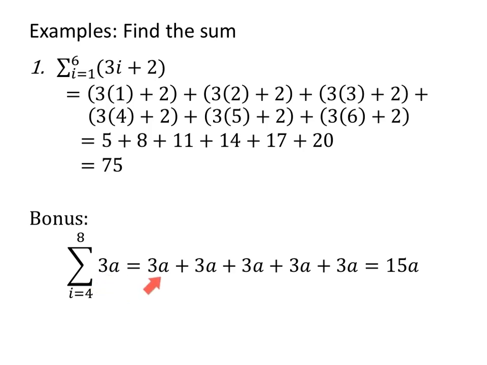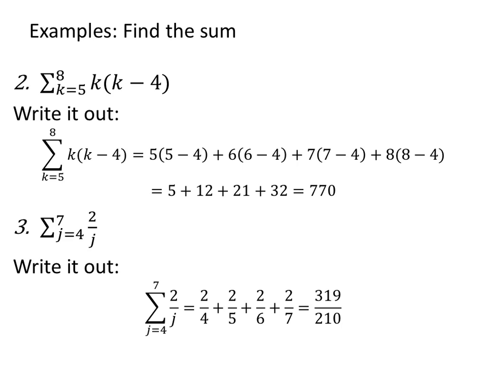That's 3a when i equals 4, 3a when i equals 5, 3a when i equals 6, 3a when i equals 7, and 3a when i equals 8. That's it. I don't change anything. I don't put in a 4, 5, 6, 7, or 8 because there's no i in the expression. I'm just adding it that many times, and it turns out that that's 5 times. And 3a added to itself 5 times is 15a. So watch out for that. If the index of summation is not in the formula that I'm summing, then I don't use those values at all.